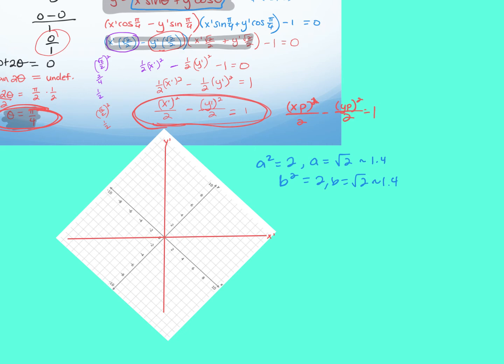What else do you know about it? What do the numerators tell you? Center 0, 0. Is it vertical or horizontal? Horizontal.